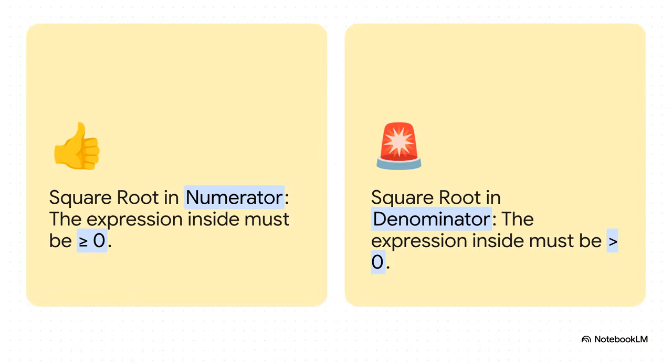Now this is a really important distinction. If a square root is on top of a fraction, the stuff inside is allowed to be 0. The square root of 0 is just 0, no problem. But if that square root is in the denominator, it cannot be 0 because that would violate our number one rule, no dividing by 0. So for a root on the bottom, the inside has to be strictly greater than 0.